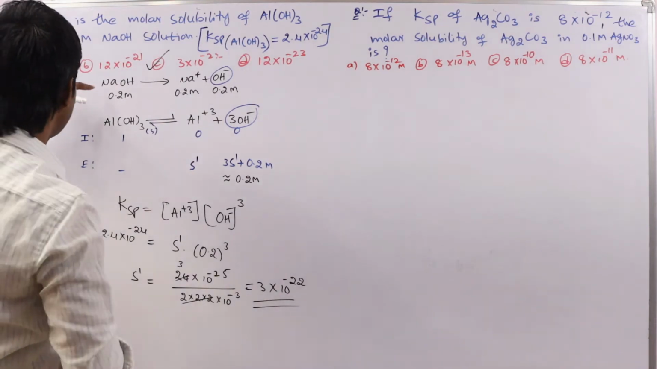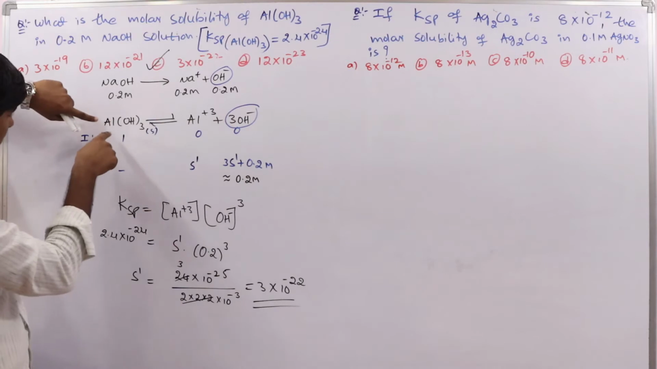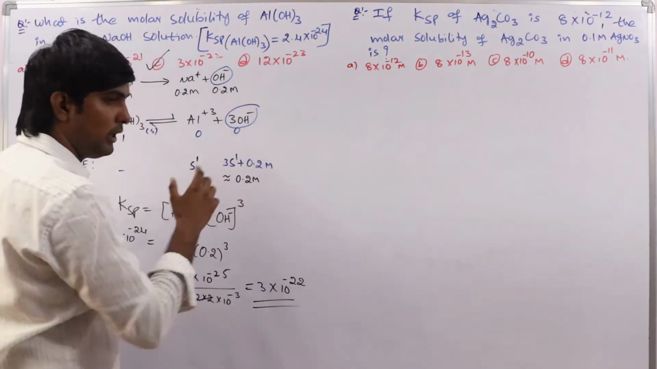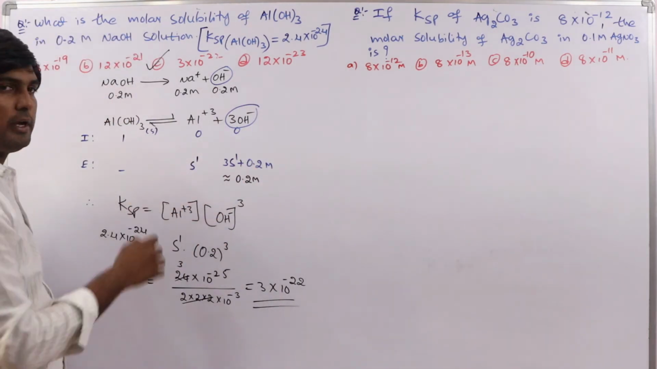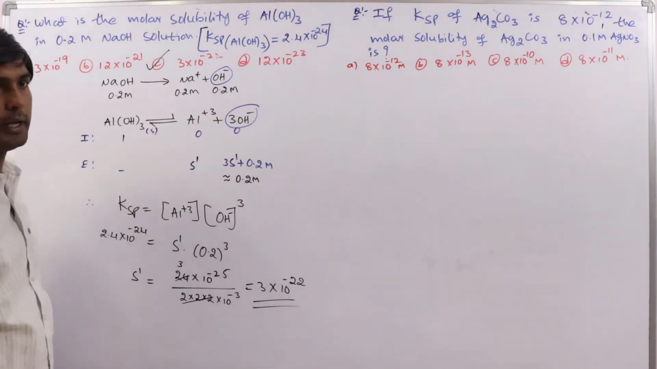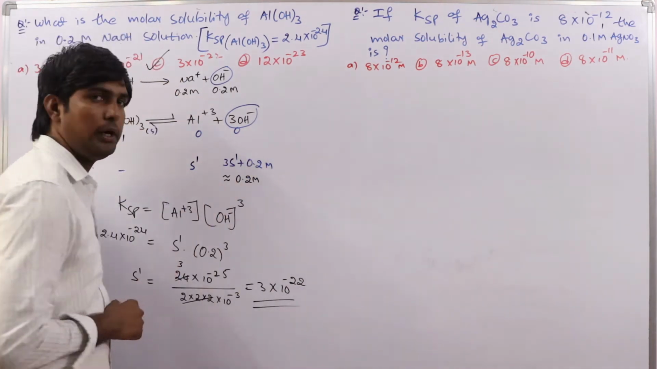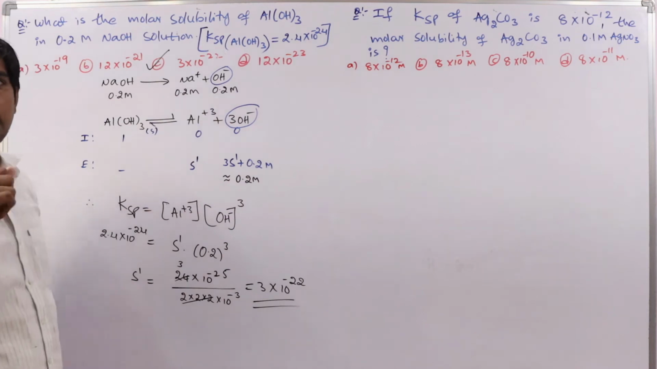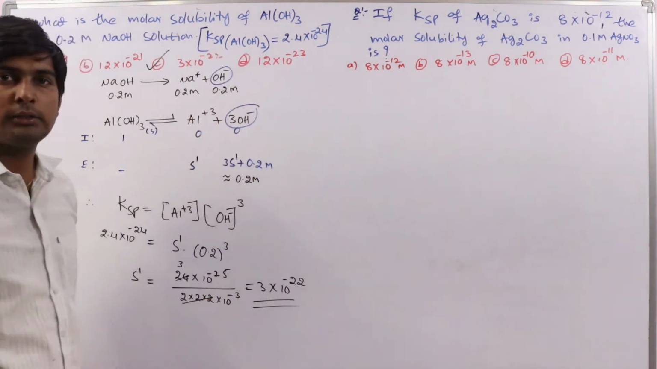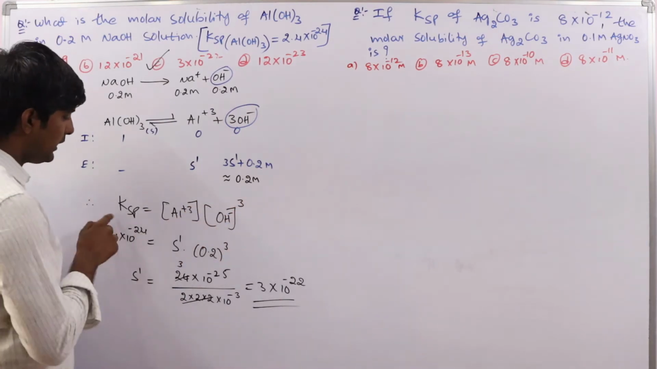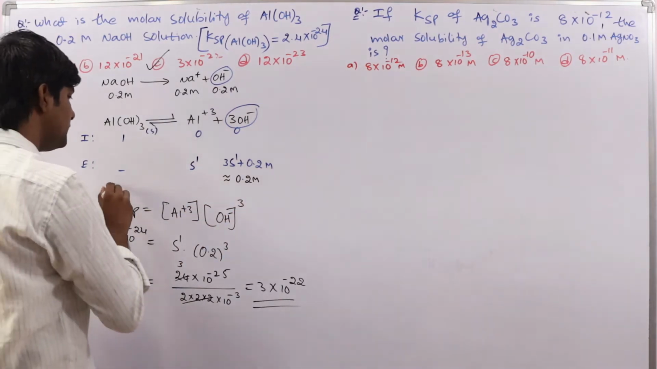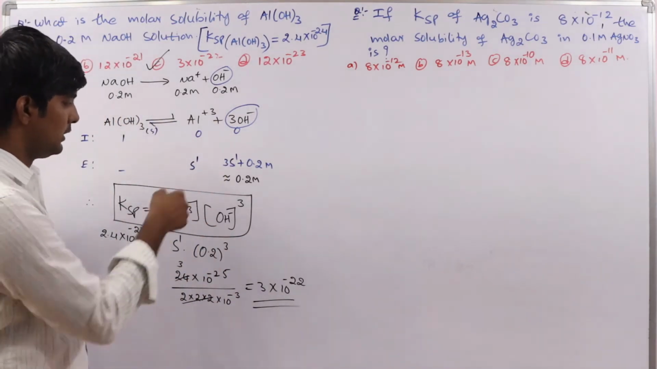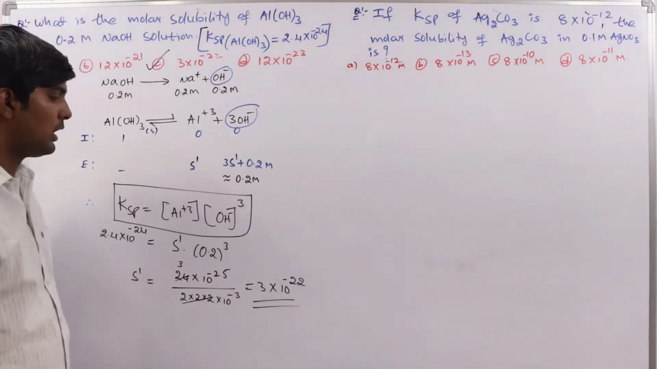Okay, simple concept. First write the dissociation of the strong electrolyte, and then write the dissociation of the weak electrolyte, and then at equilibrium find out the solubilities. Okay, so S dash we are assuming in the presence of this common ion, and here 3S dash plus 0.2. This step is important, because the weak electrolyte contribution is negligible when compared to the contribution of the strong electrolyte. Then write the KSP expression here. This is the KSP expression for the given electrolyte, and then substitute these equilibrium concentrations, then we get the answer.